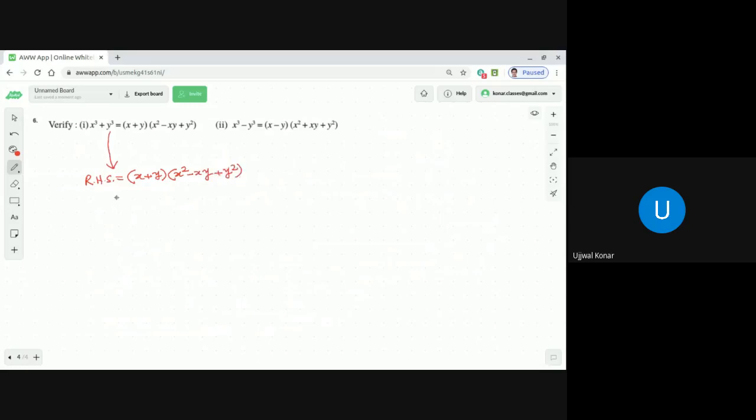Correct? Yes. Now let's multiply using the distributive law. x cube minus x square y plus x y square plus y x square minus x y square plus y cube. Correct or not? Yes. Minus x square y plus x square y got cancelled, plus x y square minus x y square got cancelled. So you get x cube plus y cube. That is the left hand side, no? Yes, sir. In that way, you can do the second one also.